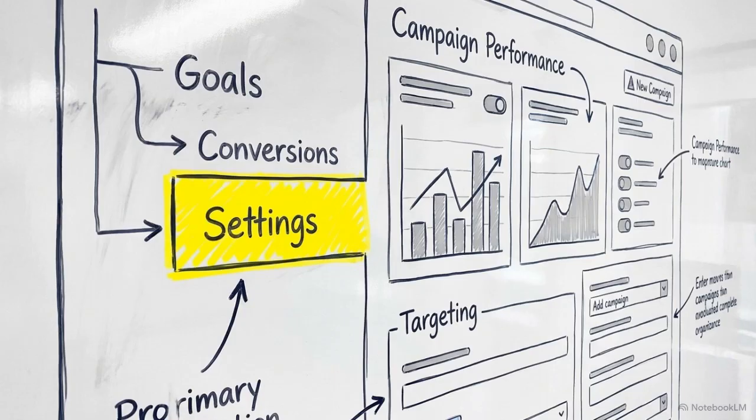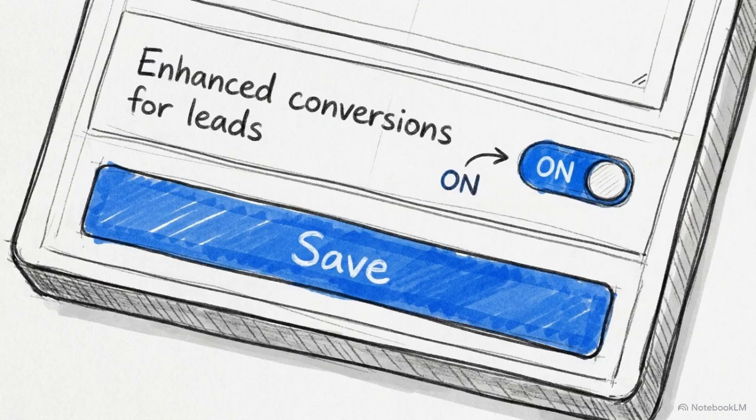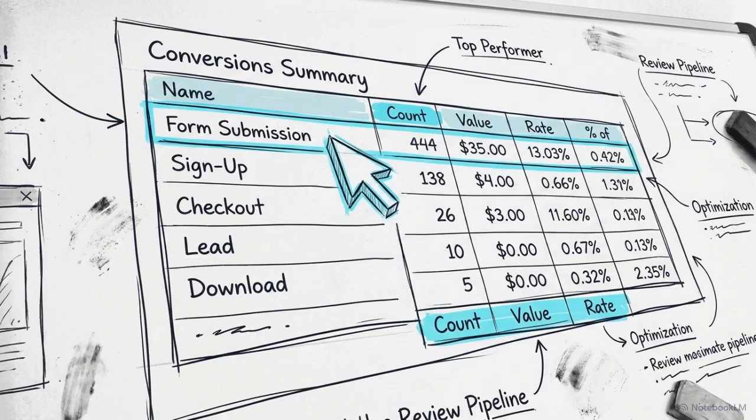Start inside Google Ads. Open the left-hand navigation panel, click on Goals, then Conversions, and finally select Settings. Scroll down to the section labeled Enhanced Conversions for Leads. Check the box to toggle this setting to the on position and save. Next, return to the Conversions Summary page.